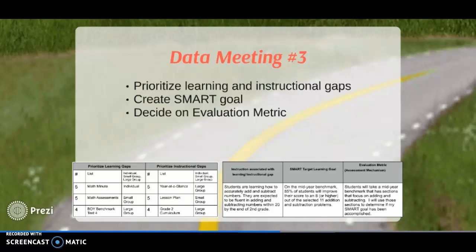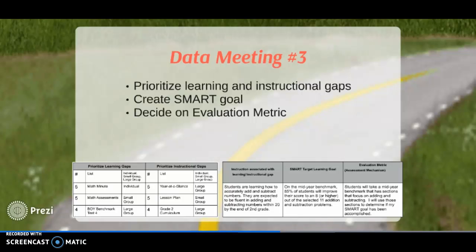Data Meeting 3 begins by looking at the artifact tracking sheet from Data Meeting 2. The learning gaps are identified first, then instructional gaps. Once these are lined up, a SMART goal, specific, measurable, attainable, relevant, time-bound, is created and an evaluation metric is agreed upon. You can see here the list of my learning and instructional gaps I encountered.